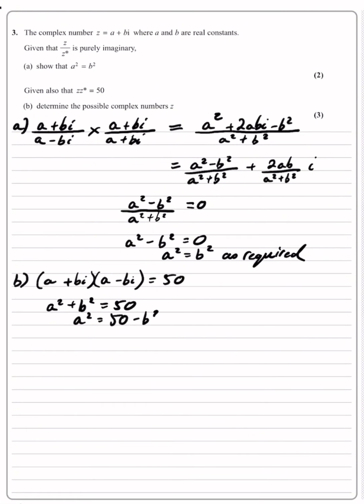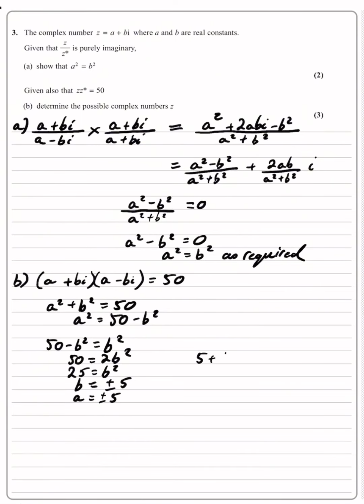Now taking that alongside a squared being equal to b squared from part A, we can deduce that 50 minus b squared will be equal to b squared. Add b squared to both sides, divide both sides by 2, and therefore we can conclude that b must be equal to plus or minus 5. Then going back to either formula, or just thinking about it, you can work out that a must be plus or minus 5 as well.